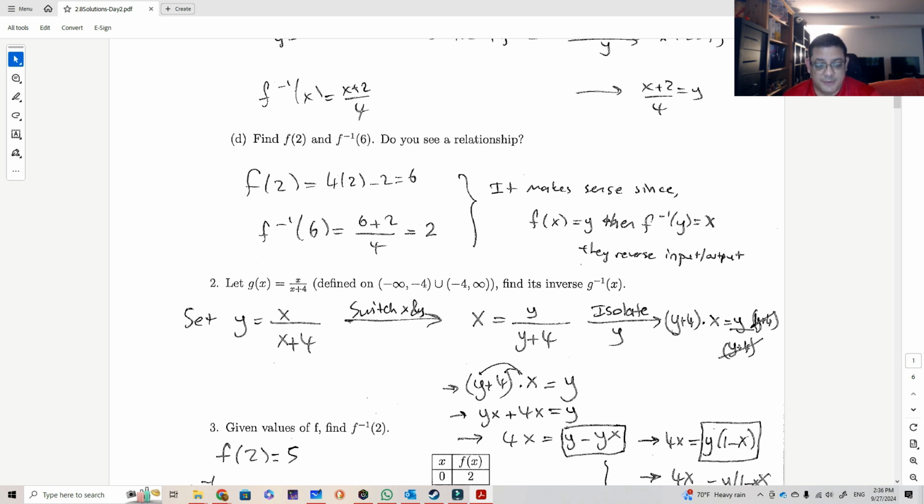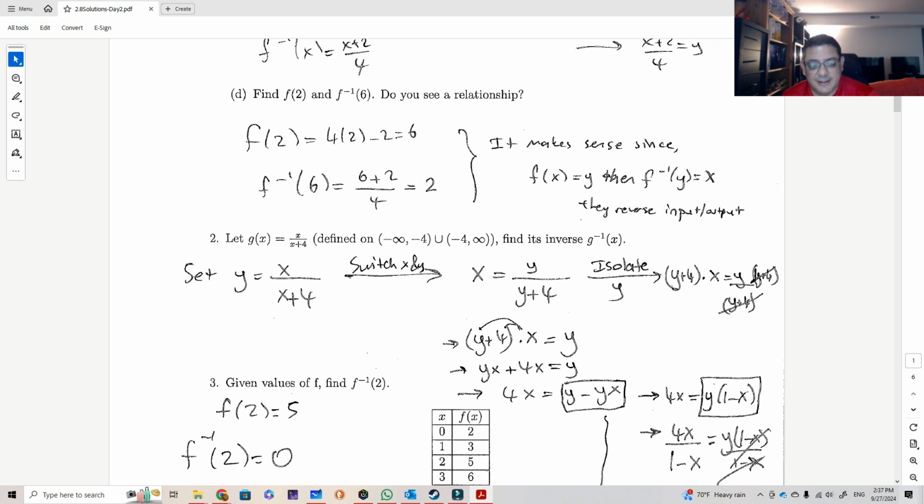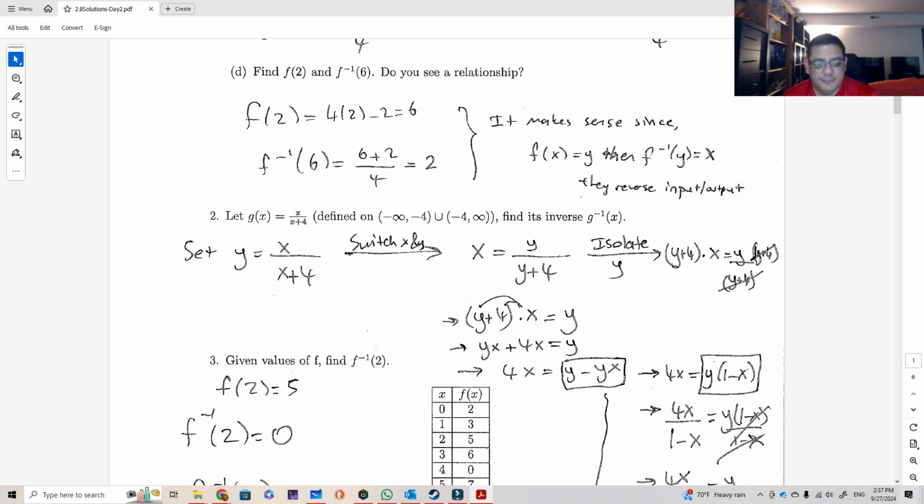So I need to now move yx to the other side, so we have common terms in y. And then now I need to factor. So y is a common factor in here, and so y times 1 minus x. And then by isolating y, I'm going to find out that y is 4x over 1 minus x.